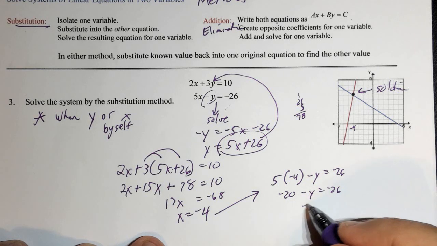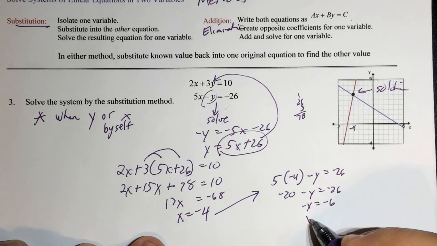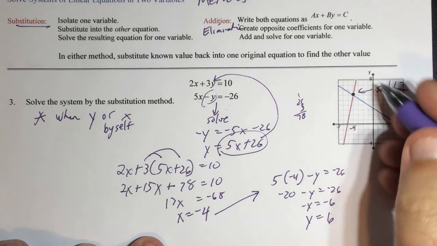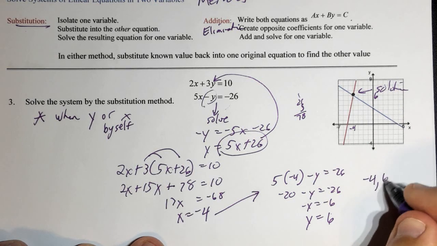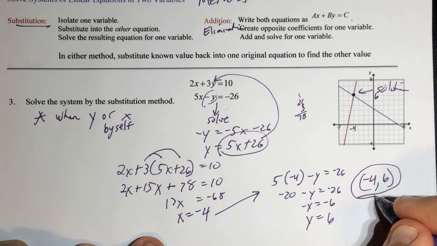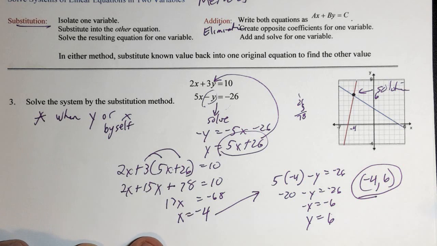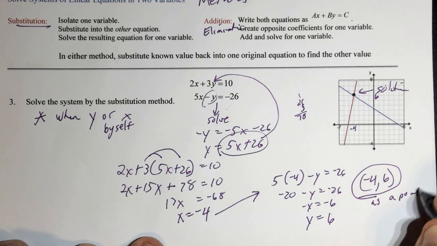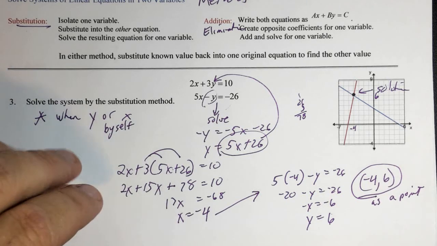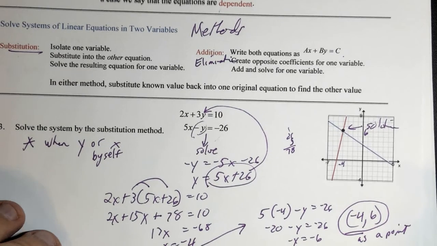Move the 20 over. Negative x is equal to negative 6. Y is equal to 6. So this is up 6. So I get the example, negative 4, 6. And my answer is my point at negative 4, 6. Make sure you write it as a point. And it has one solution. Okay?